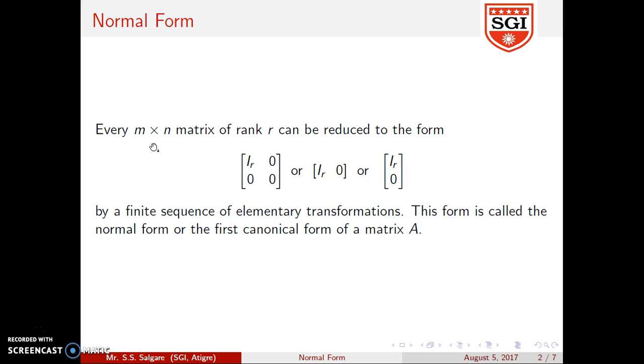Let A be any given m by n matrix with rank R. Then we can reduce that matrix by applying elementary transformations on matrix A to one of the forms [I_R 0; 0 0], or [I_R 0], or [I_R; 0], where R is the rank of the matrix. In short, in the reduced matrix, all the diagonal elements are either 1 or 0 and non-diagonal elements must equal 0. The diagonal entries contain first 1s, followed by 0s.